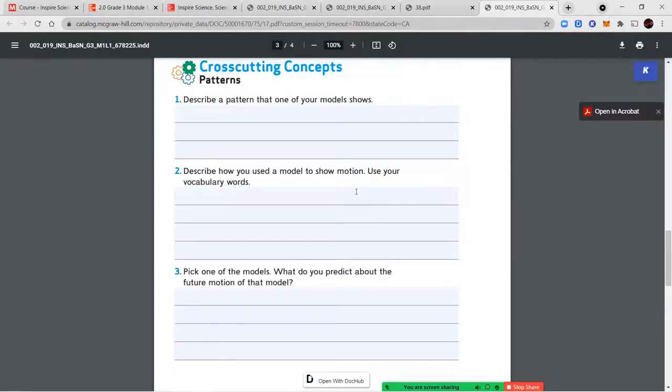And for number three, pick one of the models. What did you predict about the future motion of that model? So what do you think it's going to do once you get it moving? What's going to happen? Is it going to stay moving in that same way? Is it going to change? Is it going to stop? Why or why not?